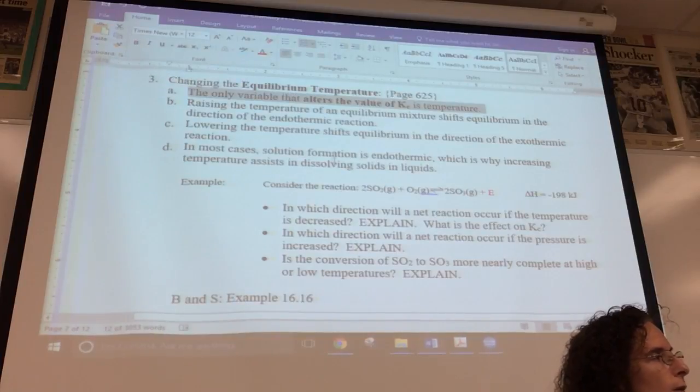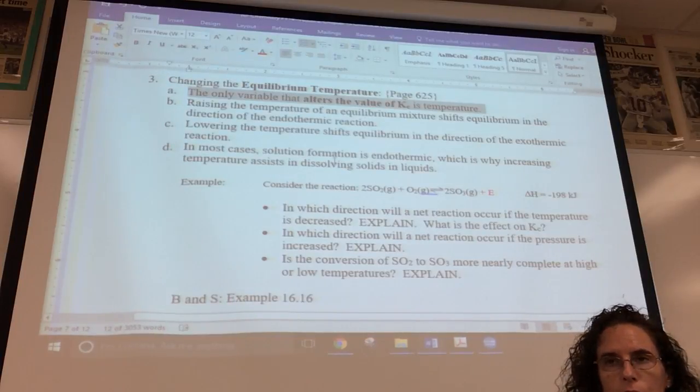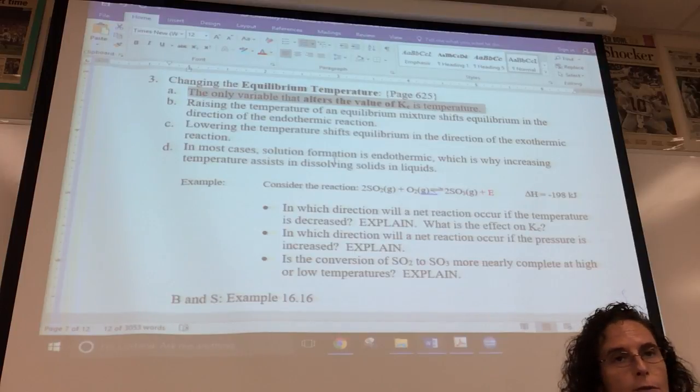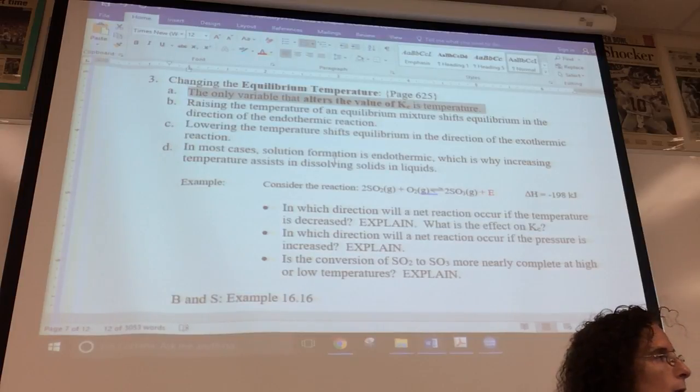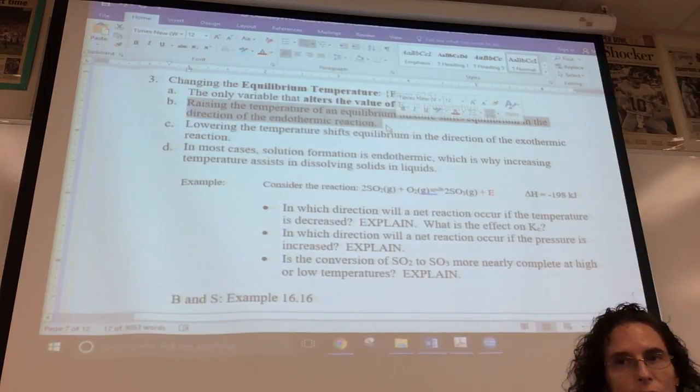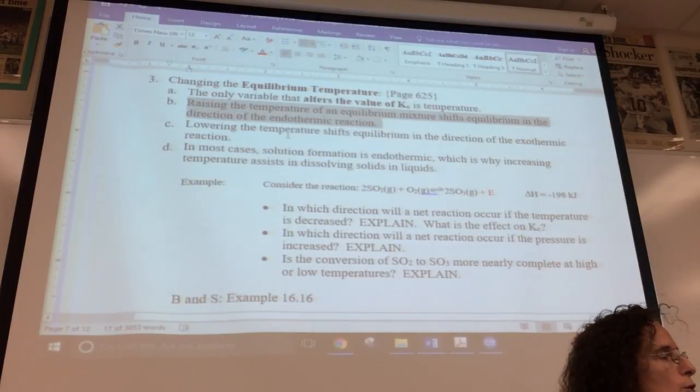The only variable that ever alters the value of Kc, or truly Kp as well, is temperature. No other factor alters the value of the equilibrium constant, only affecting the shift in equilibrium. When you increase temperature, equilibrium shifts in the direction of the endothermic reaction. When you decrease it, it shifts in the direction of the exothermic reaction.